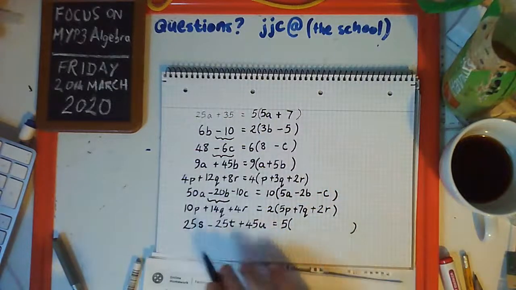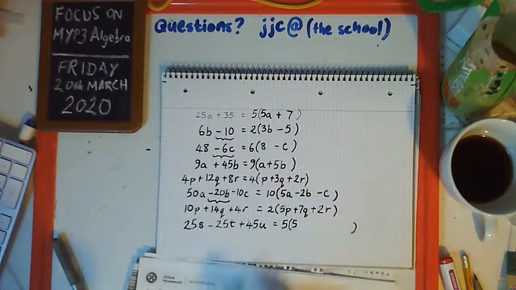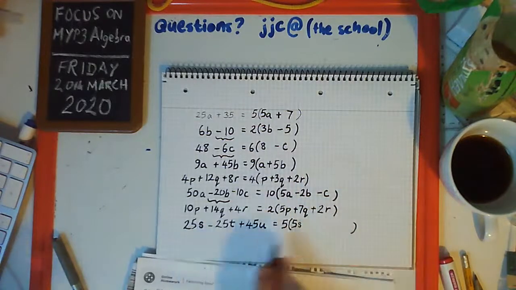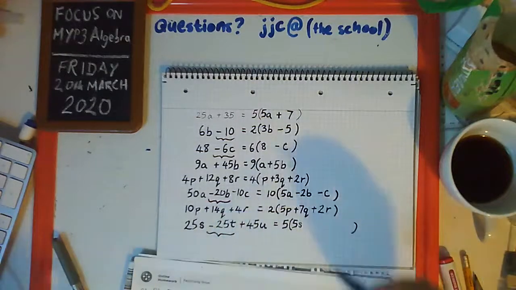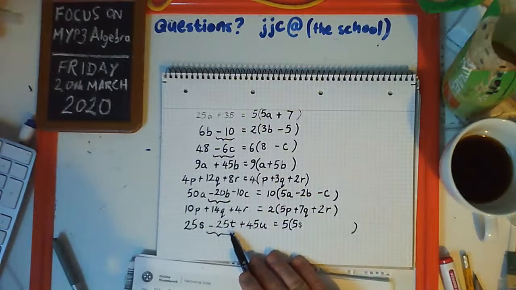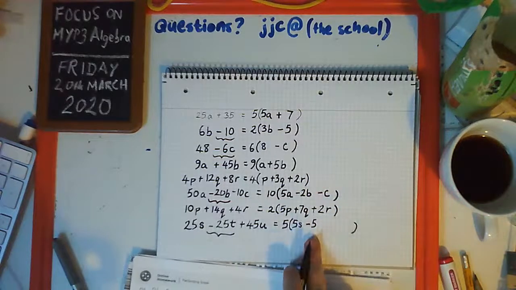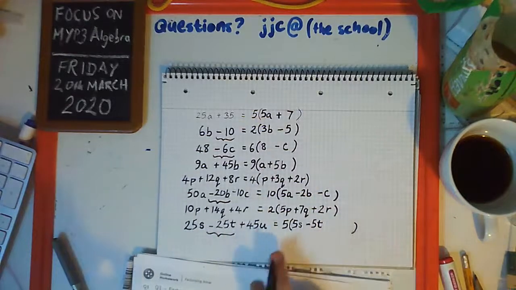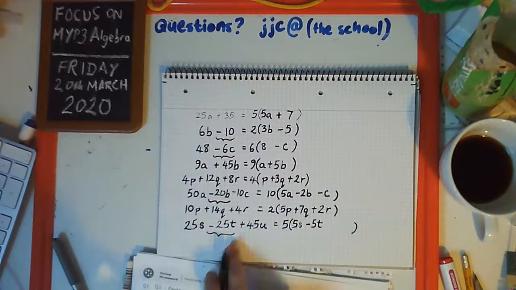and say 5 times what will give me 25s. So 5 times 5 will give me the 25, and 5 times 5s will give me the 25s. Next one, we've got a minus here, minus 25t. So 5 times what in the brackets will give me minus 25t? Well, 5 times minus 5 will give me the minus 25. And then I just need to stick a t on the end of that so that 5 times minus 5t will give me minus 25t.